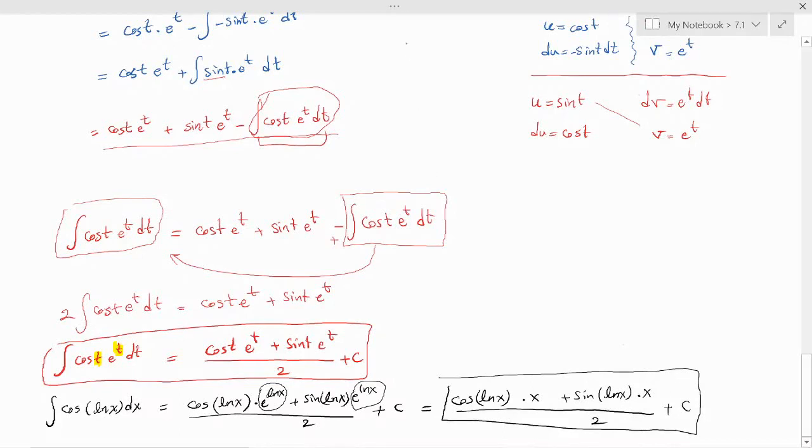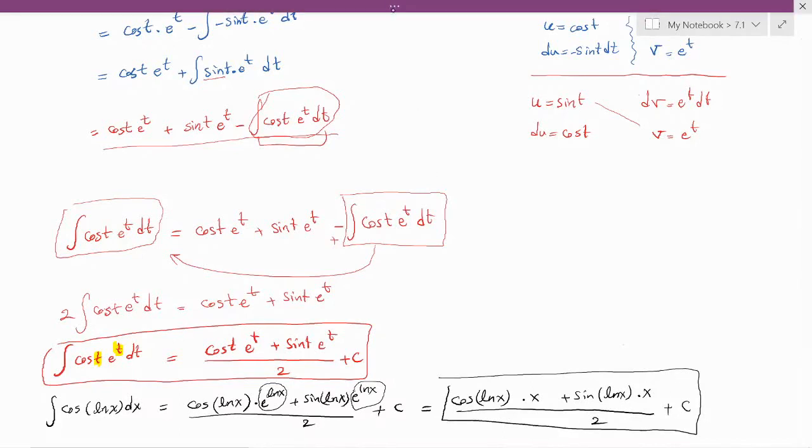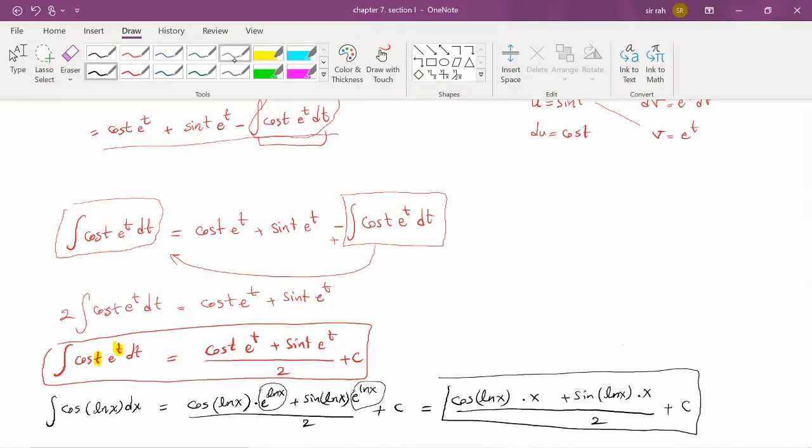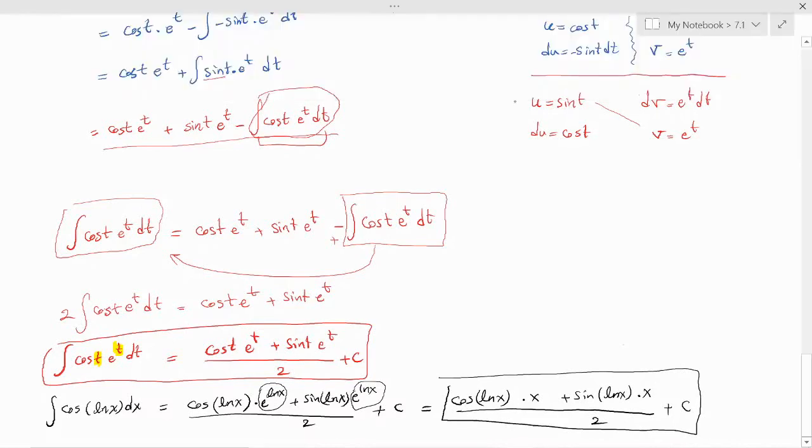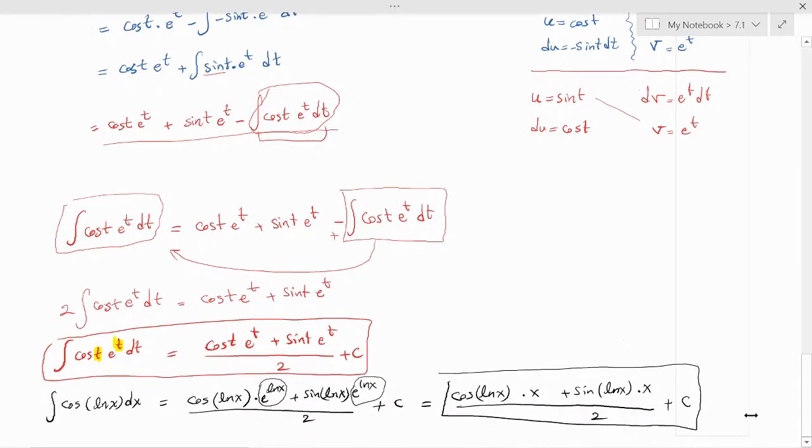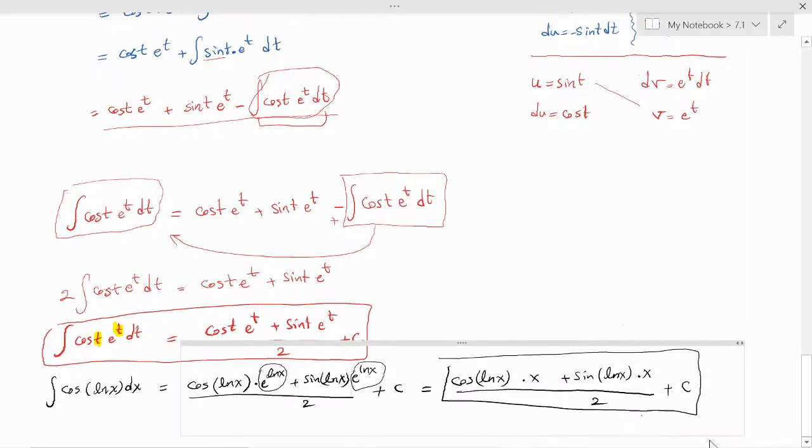As a test, just try to check to see if the integration is correct by taking a derivative. Sorry about that. Okay, so try to take a derivative to see if the result is correct or not.